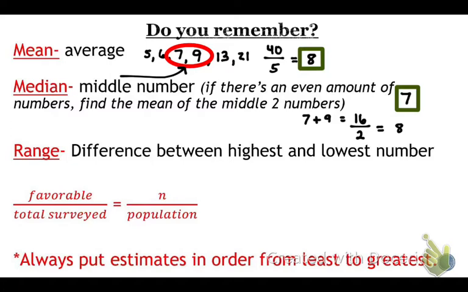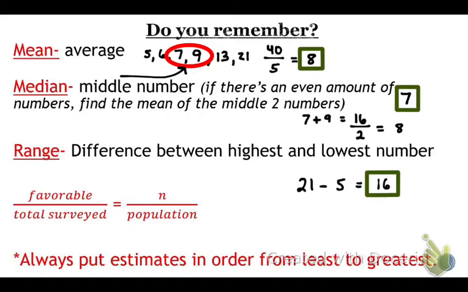Okay? The next one says the range. This is the difference between the highest and the lowest numbers. What's the highest number in that data set? 21. What's the lowest number? 5. What is 21 minus 5? 16. So then 16 would be my range of that data set.